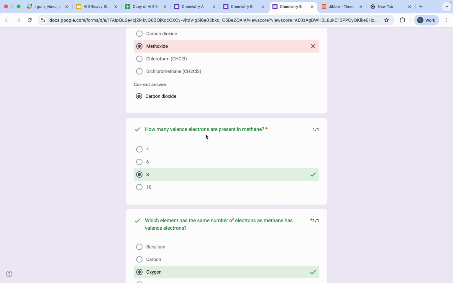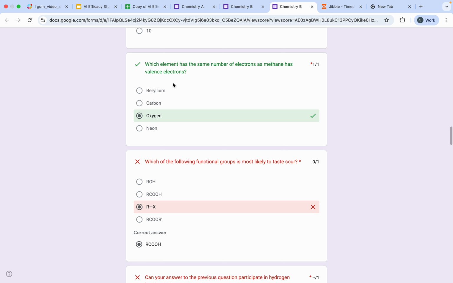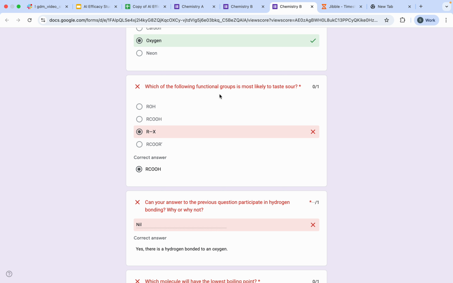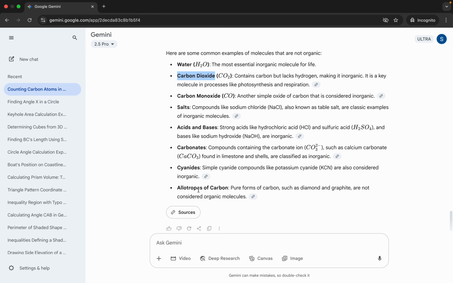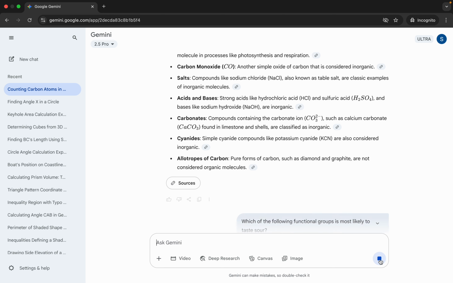How many valence electrons are present in methane? Yes, it is 8, which is correct. Now, which element has the same number of electrons as methane has valence electrons? So oxygen. So this is also correct. Which of the following functional groups is most likely to taste sour? So let's ask this to Gemini. Okay, we can ask this question to Gemini.